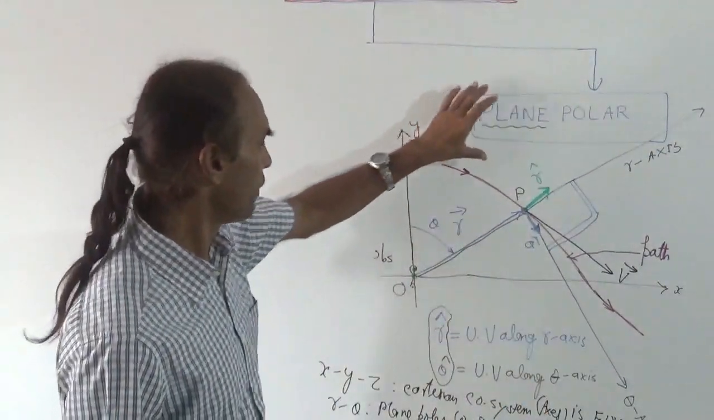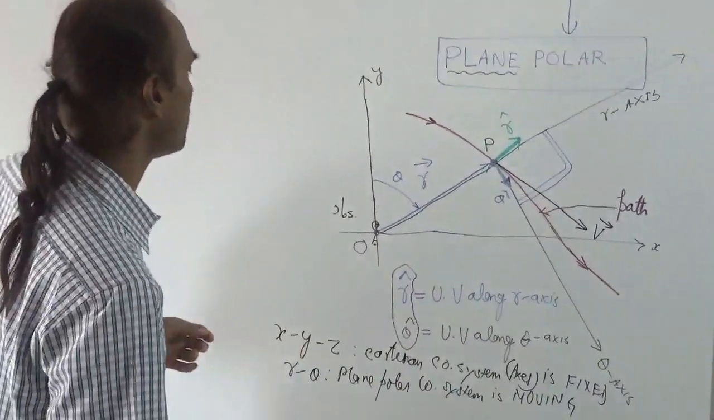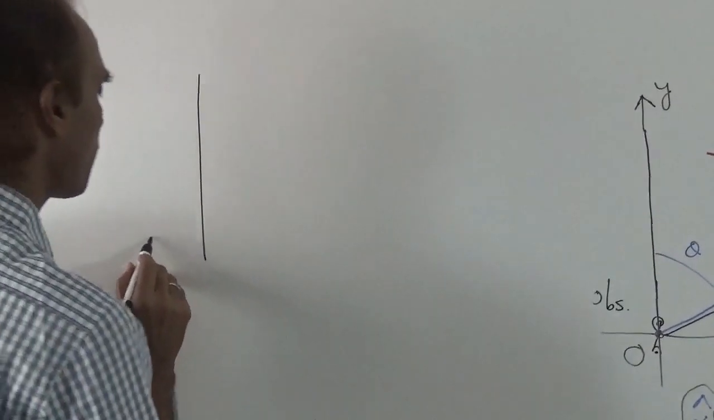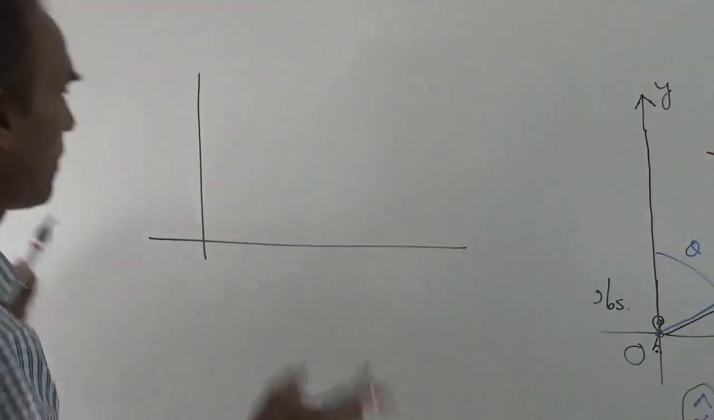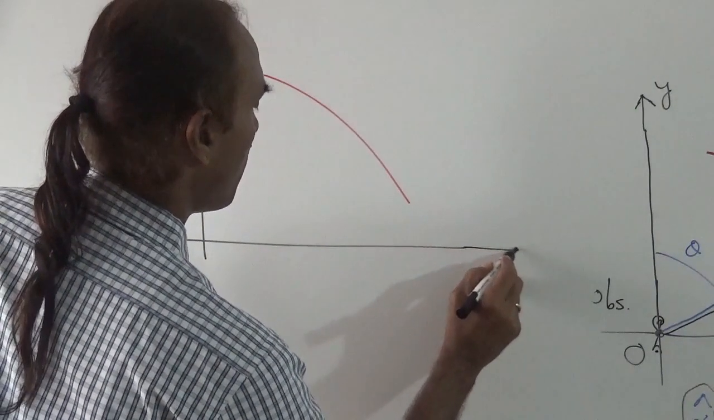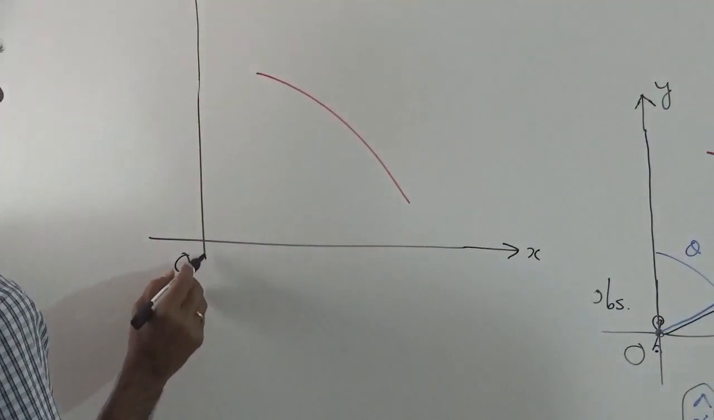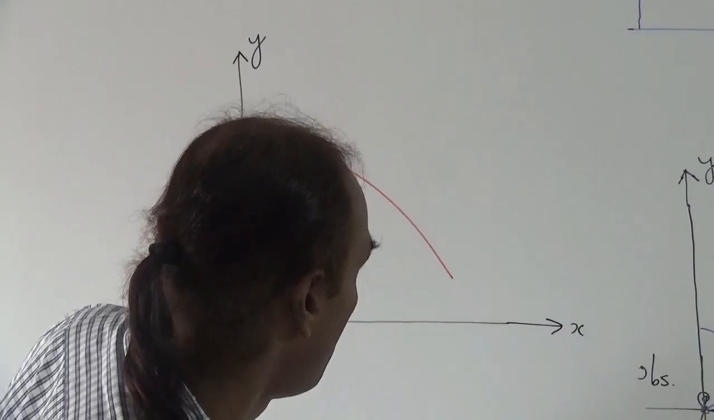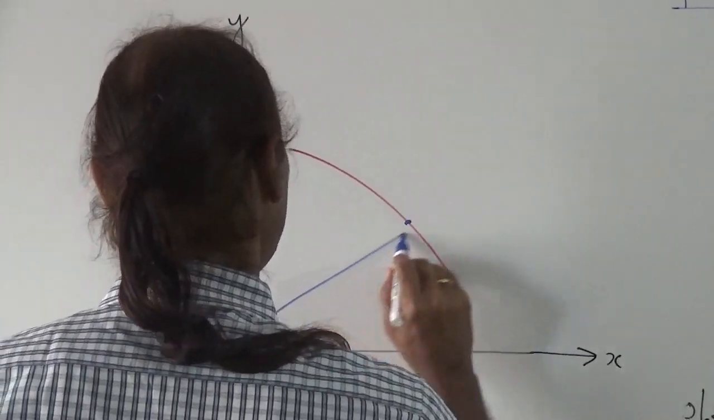Coming back to the plane polar coordinate system, let me talk about the other two types of coordinate axes, or the unit vectors. In this plane polar coordinate system, when the particle moves in a curve, this is the x-axis, this is the y-axis, this is the origin, and this is the position of the particle.